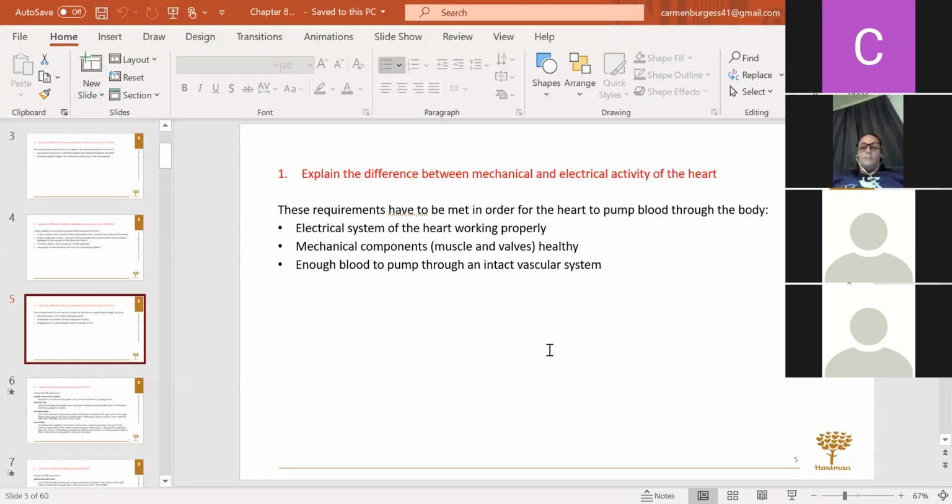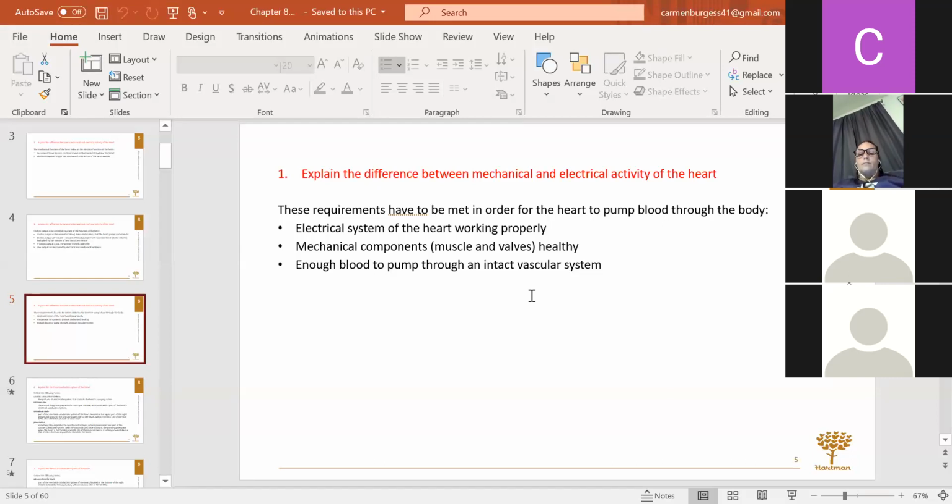So the electrical system of the heart has to be working properly. The mechanical components, which are what? It says right here, muscle and valves. Those are your mechanical components. Those are the two things that move, right? If you just think about it in those terms, it's your electrical and your mechanical. It's like the computer system in your car and the actual pistons firing in the engine. So those two things have to happen, and for enough blood to pump through an intact vascular system, right?